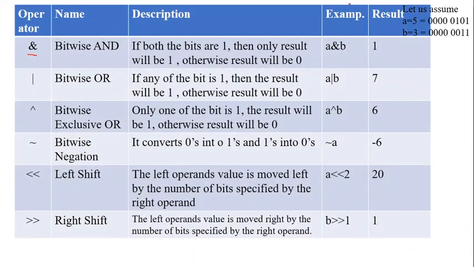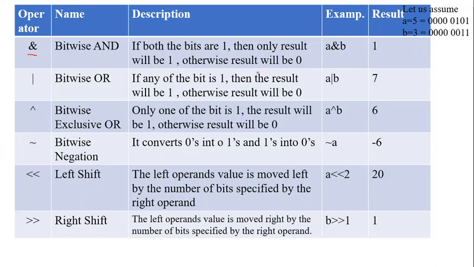Because I am considering an integer as 2 bytes, that means 32 bits, I would need to write 16 bits. For simplicity I am writing only 8 bits. Here A, 5 equivalent binary is 101. B, 3 equivalent binary is 011.